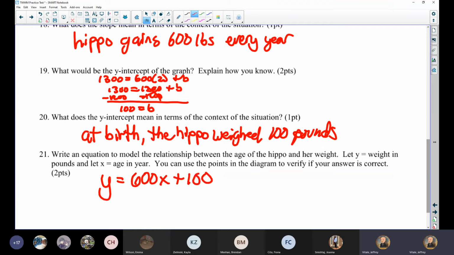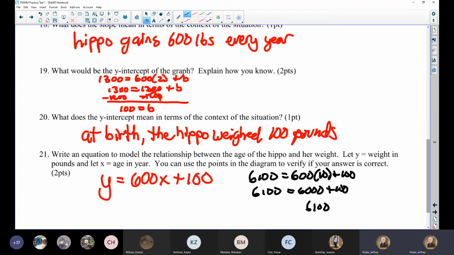And again, if we plugged in a point to check it, we can put the second one in there just so you can see it. 600 times 10 plus 100. That's 6,000. 6,000 plus 100 is 6,100. So you can see that it checks. So you know that this equation is correct.